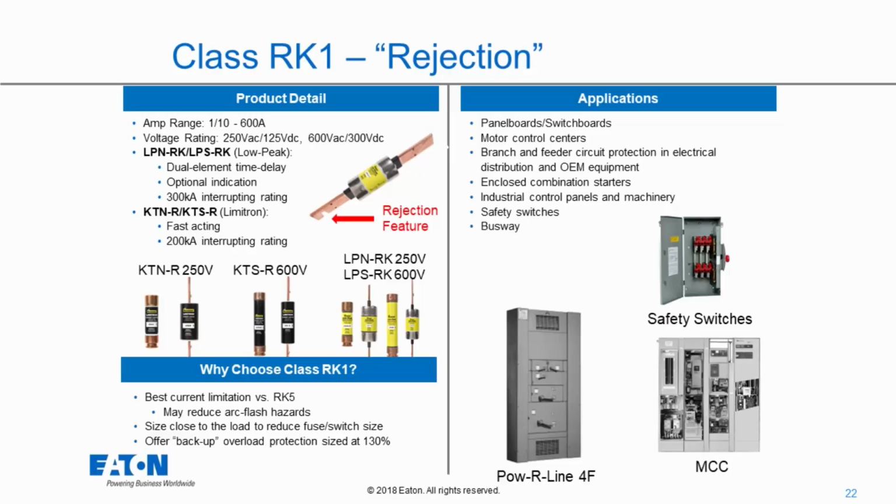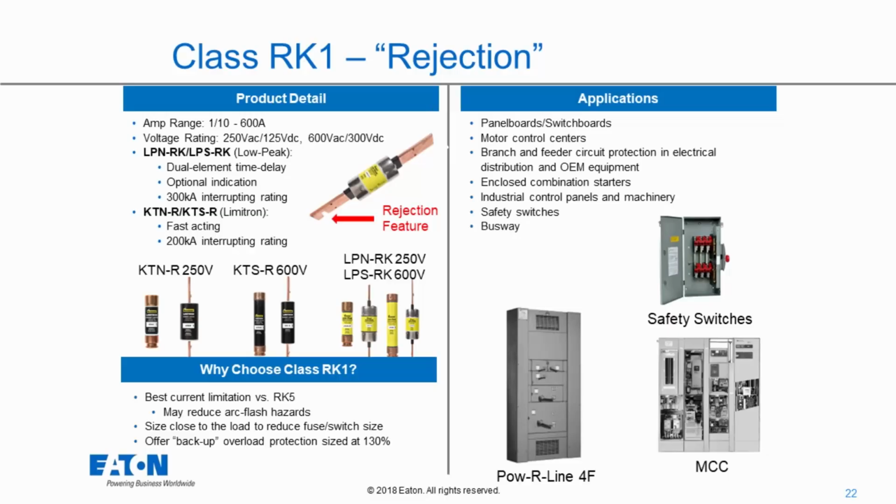When we look at, why do you choose it, certainly better current limitation than an RK5, and it may reduce arc flash hazards. I've been in cases where an RK5 has been in a bus duct, and just by putting in the RK1 fuse, we greatly reduced the arc flash hazard in that particular case. So you certainly want to look at that with your engineer, but it greatly reduced it. So also we can size this fuse close to the load as well to reduce the fuse and switch size, and it does offer backup overload protection.